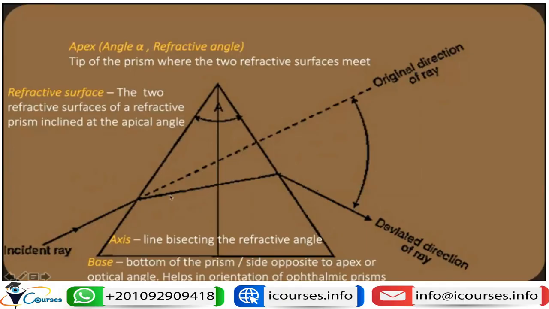So here we have the prism. Here there is an incident light ray that enters one refractive surface and undergoes refraction, then it emerges from the other refractive surface, and it undergoes deviation. This is the basic principle of the prism, that it causes light rays to deviate. When there is an incident light ray, it should pass in a straight line, and this will be the original direction of the ray. But as it goes through the prism, it undergoes refraction and is deviated like this.